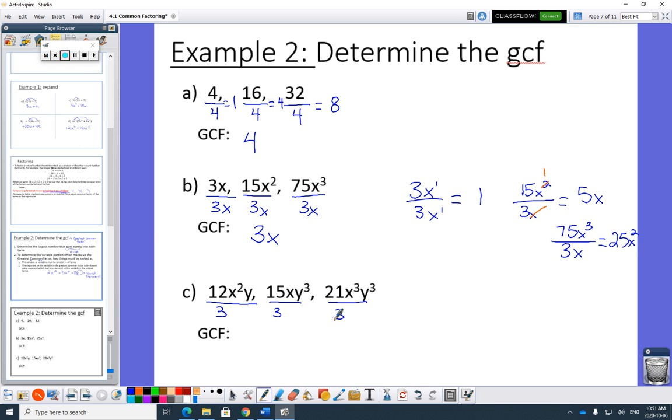But then I have to check the x. So this is x squared. This one's only x1, and this is x3. So all we can divide by is x. This is y1, y3, y3. So again, you can only use the lowest one.